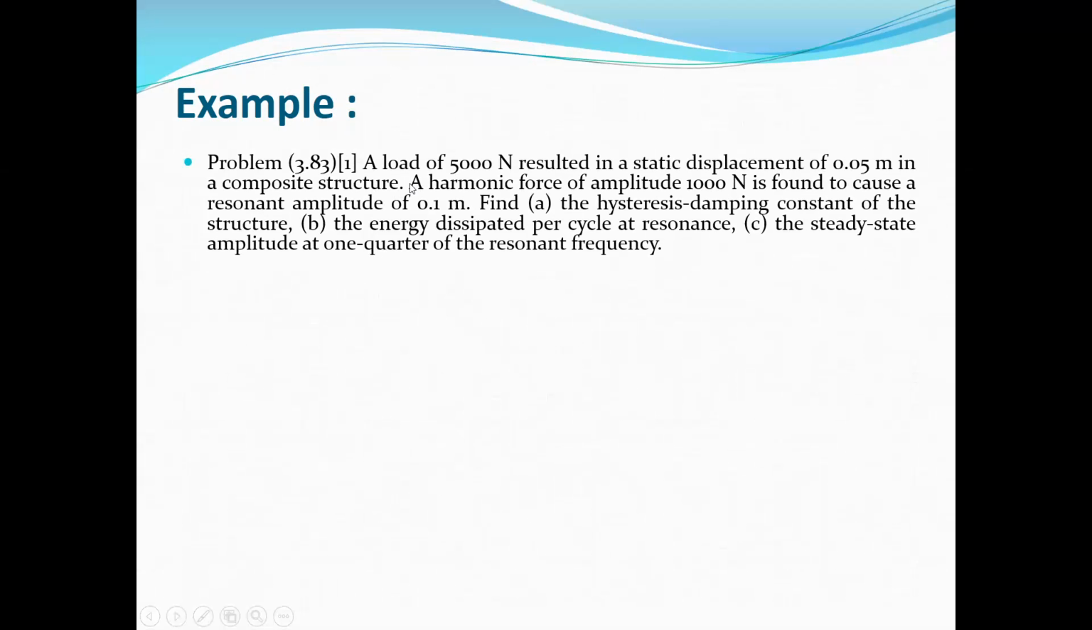In this example, a load of 5000 Newton resulted in a static displacement of 0.05 meter in a composite structure. A harmonic force of amplitude 1000 Newton is found to cause a resonant amplitude of 0.1 meter. Find part A, the hysteresis damping constant of the structure. Part B, the energy dissipated per cycle at resonance, and the steady state amplitude at 1/4 of the resonant frequency.